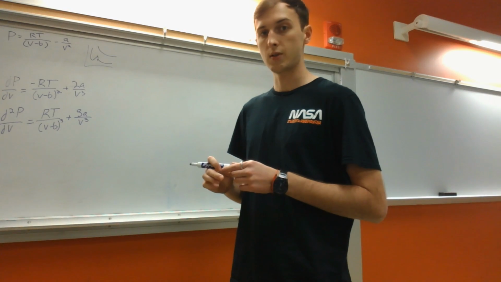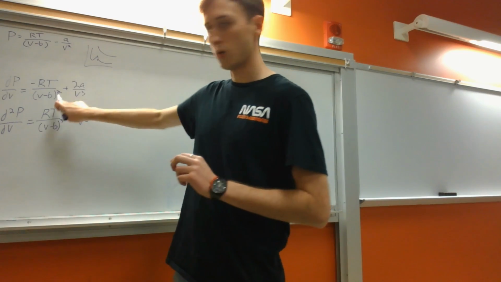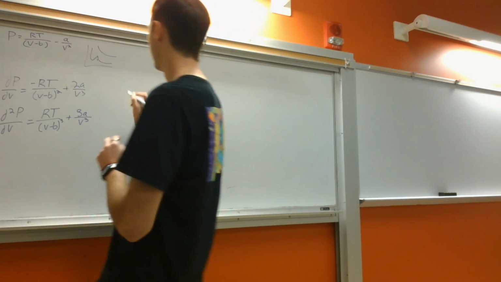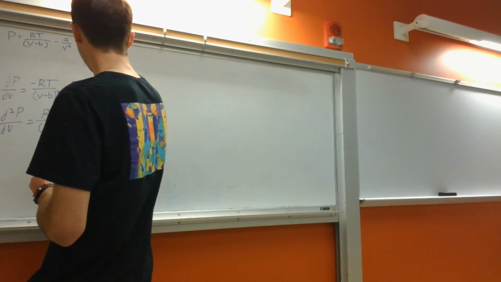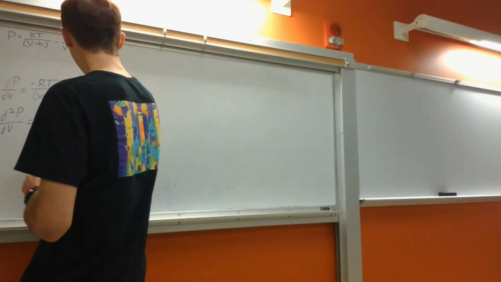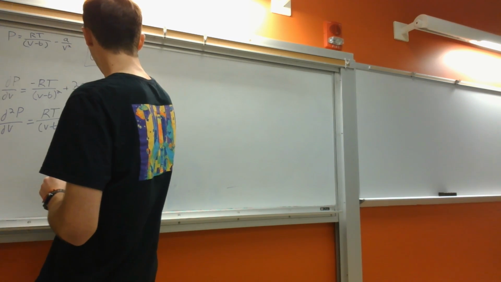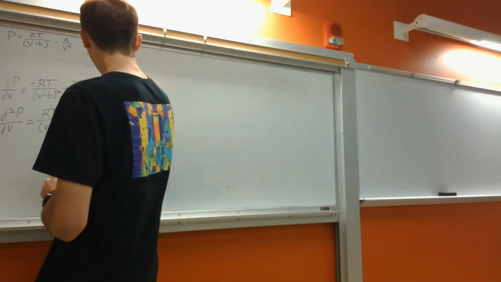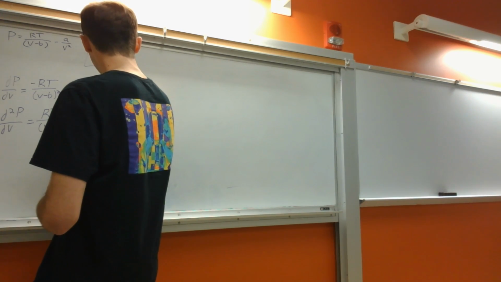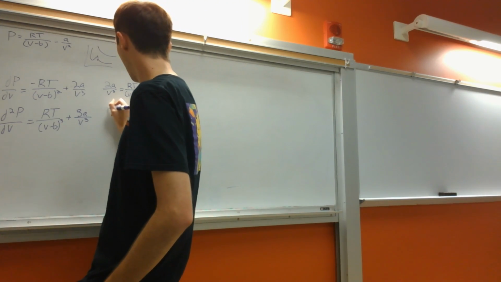To continue breaking these down in order to solve for A and B, I'm going to put these on different sides of the equation for each of the derivatives. So what we've got is 2A over V cubed is equal to RT over V minus B squared. And also 3A.